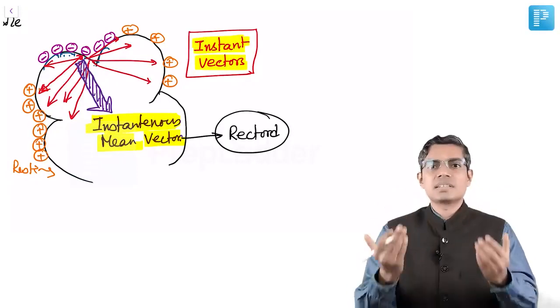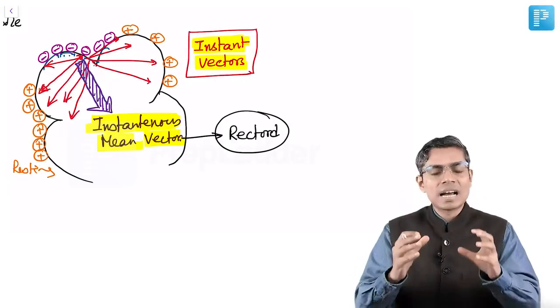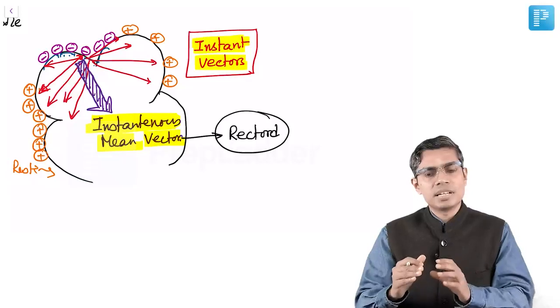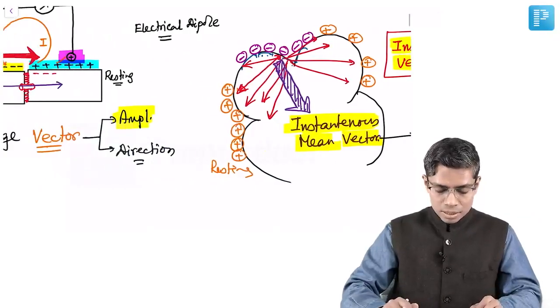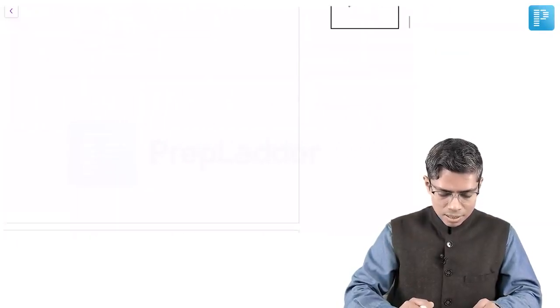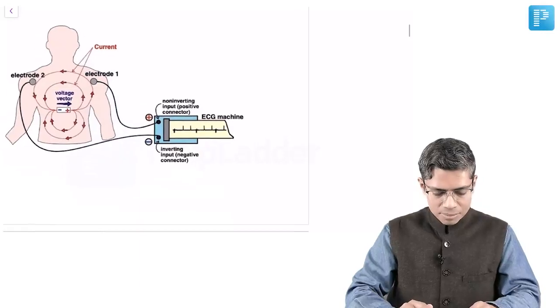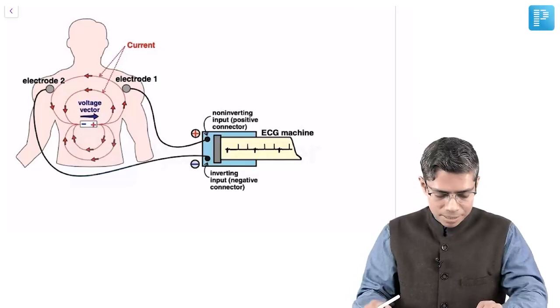When the ventricular muscles are depolarizing, there will be creation of a different instantaneous mean vector, and that instantaneous mean vector will be recorded by ECG machines, right? So this is the overview or basic concept of generation of the ECG. Now look at the book. I have taken a diagram from the book. The same thing that we have discussed is given in this book here.